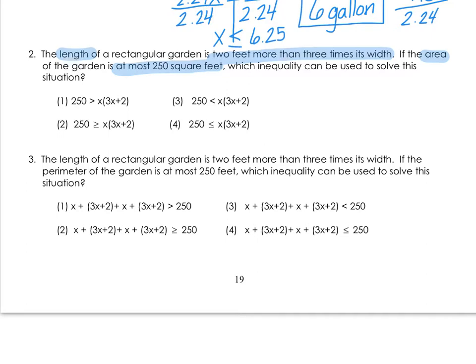I'm going to start by drawing a picture of my rectangular garden. You could also write let statements if you wanted, but I prefer to draw a picture when they talk about a rectangular garden. So the length is 2 feet more than 3 times its width.